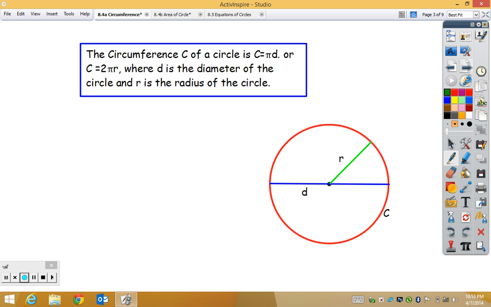And the circumference, denoted C, uppercase C, of a circle is C equals pi times diameter, or C equals 2 pi r, where D is the diameter of the circle and r is the radius. And these are the same formula because diameter is twice the length of the radius. So that's where we get that 2 pi r from.